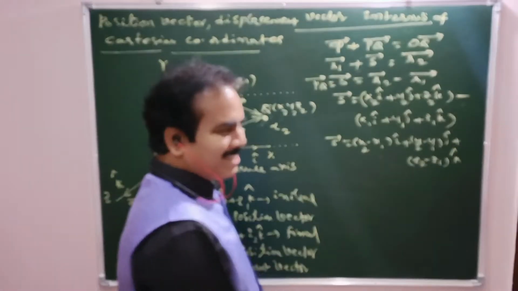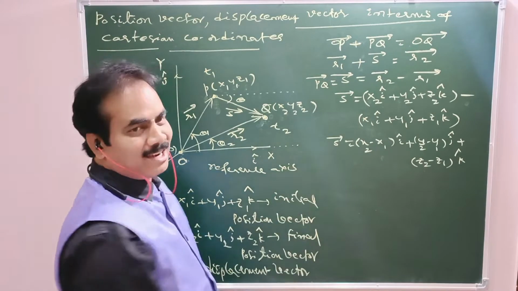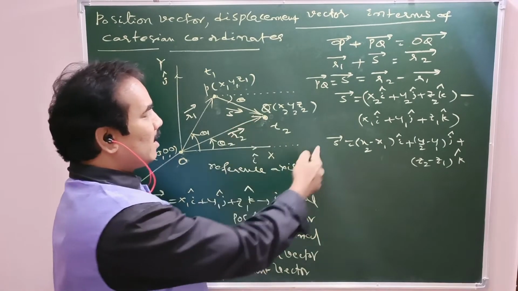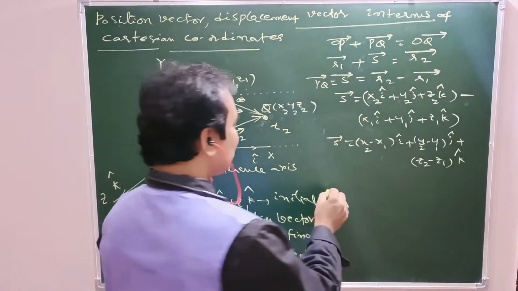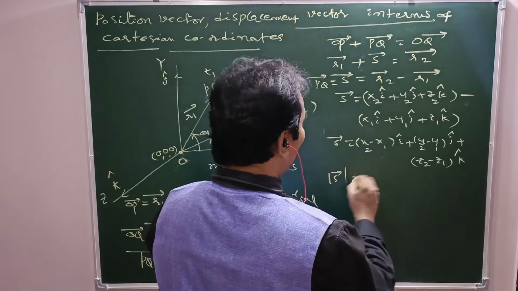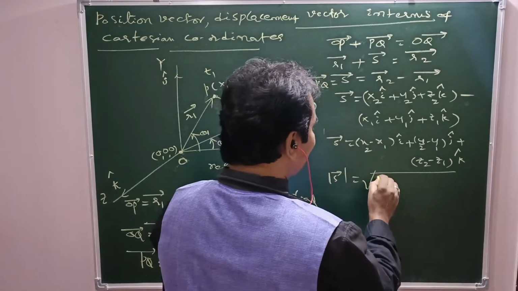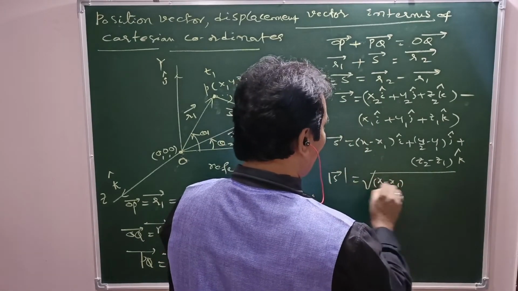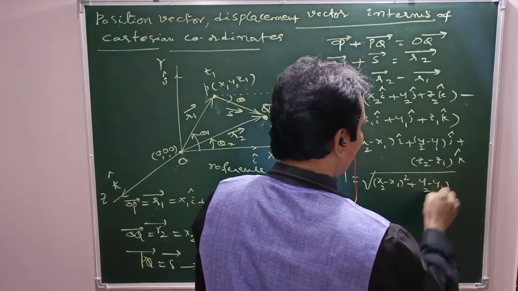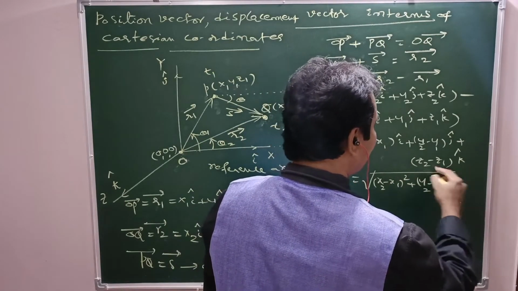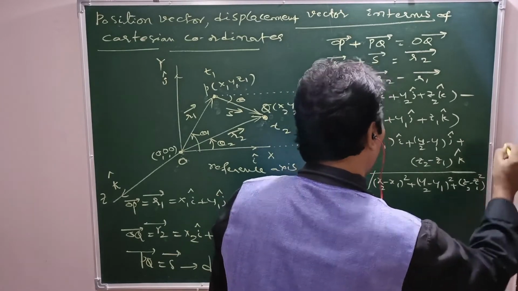Okay. Now what is the direct distance between P and Q? How do we get the distance between P and Q? By taking the modulus, the magnitude, that is mod S bar equal to root over x2 minus x1 whole square plus y2 minus y1 whole square plus z2 minus z1 whole square.